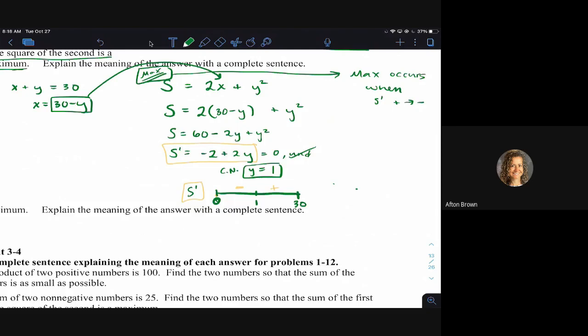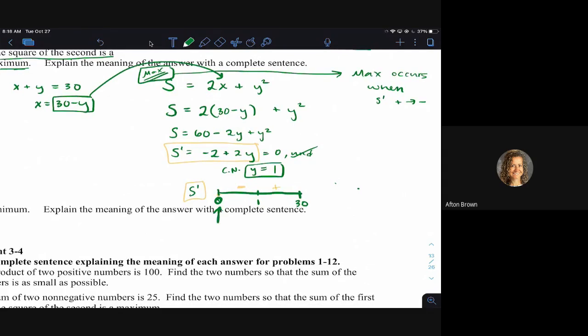If your critical number isn't what you need it to be, in this case we were looking for a max, then that means the max occurred at one of the endpoints. If you have an endpoint and the function decreases after it, is that endpoint a max or a min? A max. Let's just check the other. Here, the function is increasing until we get to 30. Is that a max or a min?